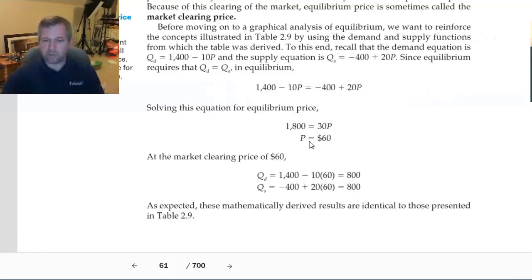Once you know the price is 60, you can take that price and plug it in over here. If you plug it in here, you get 1400 minus 600, so the quantity ends up being 800. Or you can take that same $60 price and put it in over here, because you're going to get the same answer no matter what. Minus 400 plus 20 times 60, which is 1200. So minus 400 plus 1200 also gives me 800. When I set these two equations equal to each other, I get a single price, and the quantities are exactly the same too.